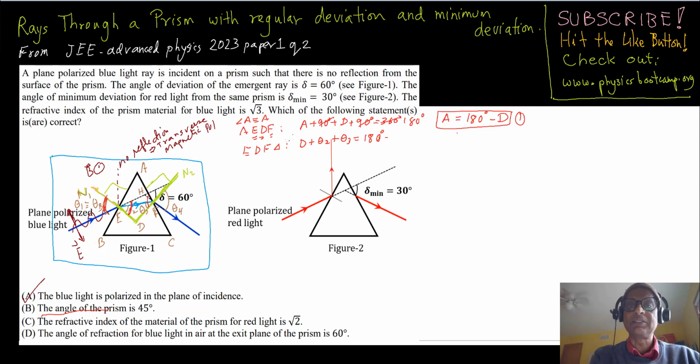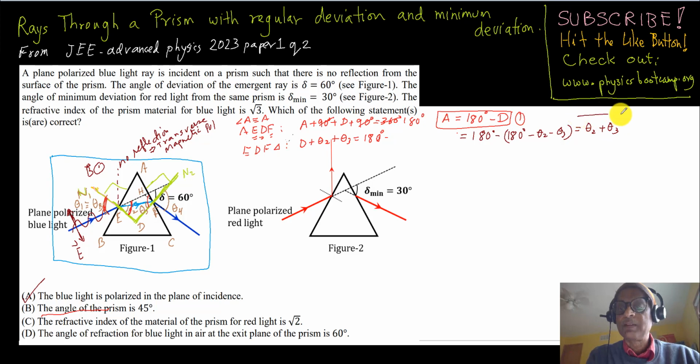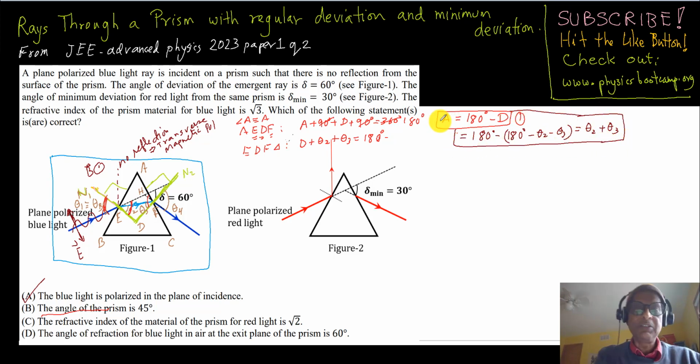So that just takes it to 180 degrees minus 180 degrees minus theta 2 minus theta 3, and so this is just equal to theta 2 plus theta 3. That's for A. So we need to figure out the angle of refraction here and the angle of incidence here.